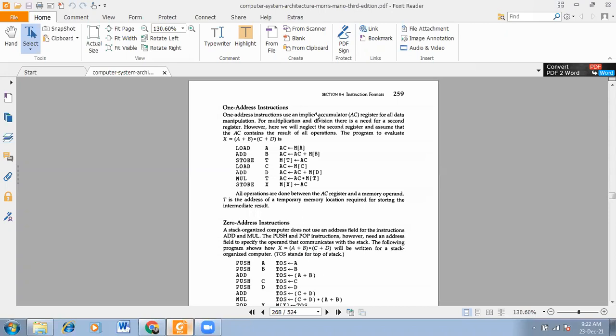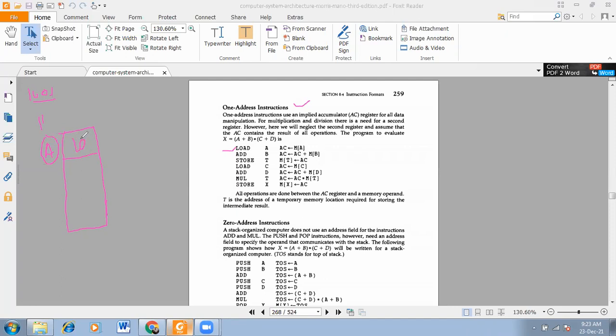Now this is one address instruction. This is load A. You are writing load A, meaning whatever is the data at memory location A will move to the accumulator. Suppose you have one memory location. The address of this is A. Then A may be 1 0 0 1, whatever. The memory location address is A.